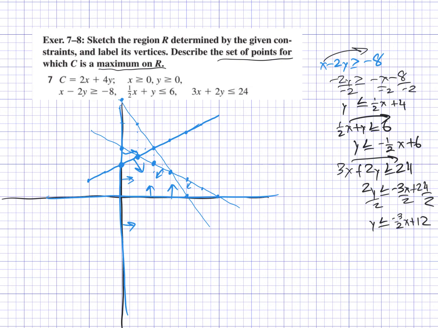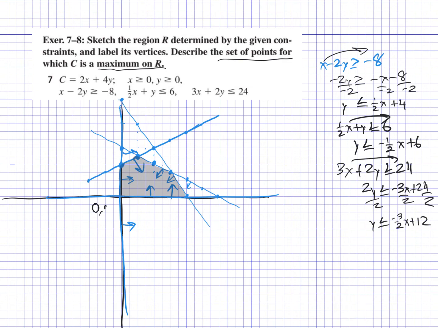And it's less than, so it's shaded underneath. Now let's take a look at the shading, and try to get it to look nice. Okay, so there we go. Now, what are all of the points?